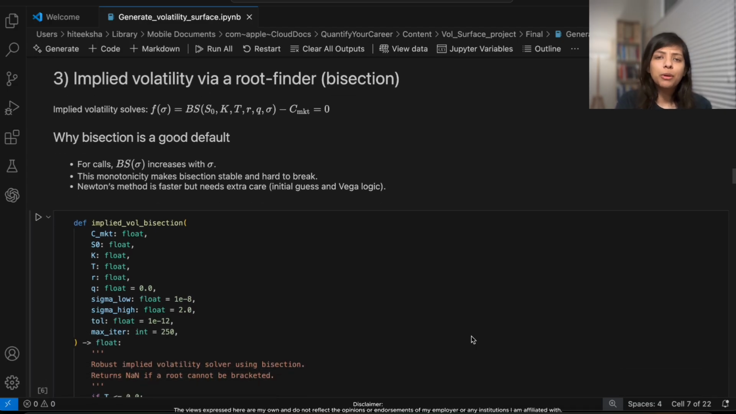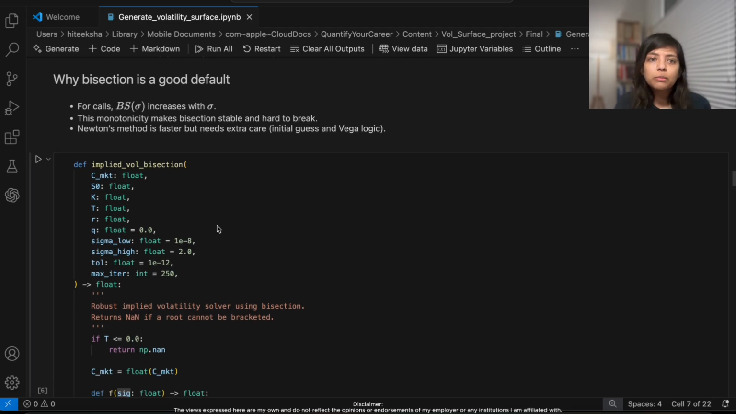Now, there are several numerical methods which can be used here. Newton's method is popular because it converges quickly and it uses something called vega, which is the derivative of the option price with respect to volatility. But Newton's method can be tricky if you're learning because if you start with a bad initial guess, it can fail to converge to a nonsensical value. So for this notebook, we're using something simpler and more bulletproof, which is bisection.